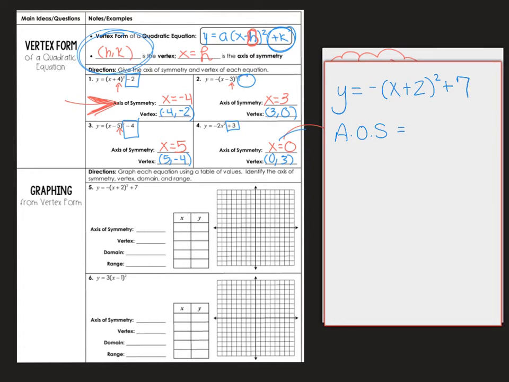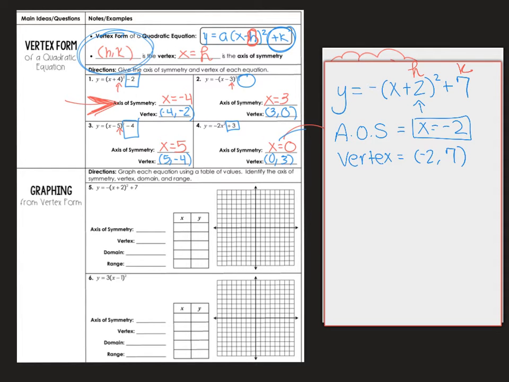for axis of symmetry, we're looking at the opposite of our h value. So x would be -2. It's the opposite of the h value. For vertex, we know that our vertex is represented by our h value. So our h value is going to be that -2. And we know that the y is represented by the k value, and the k is 7. And we've got our h and our k values, and that's all we needed for axis of symmetry and vertex.